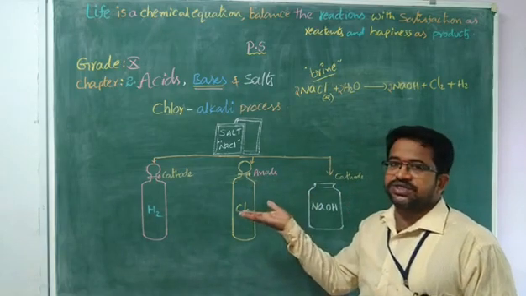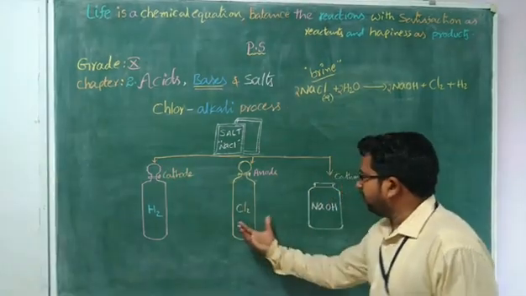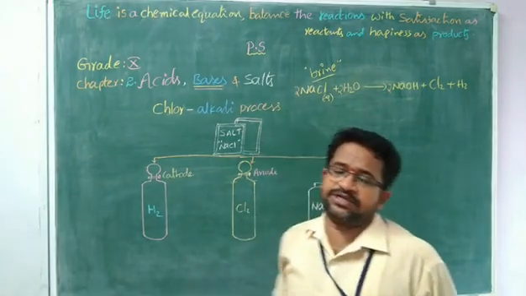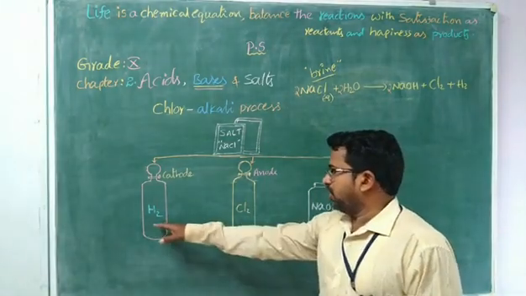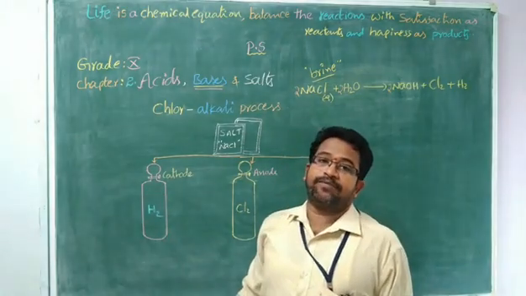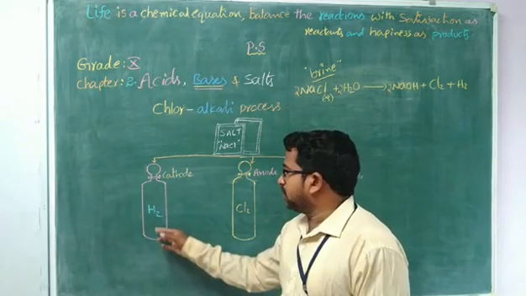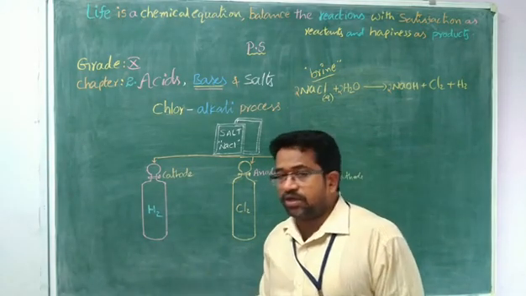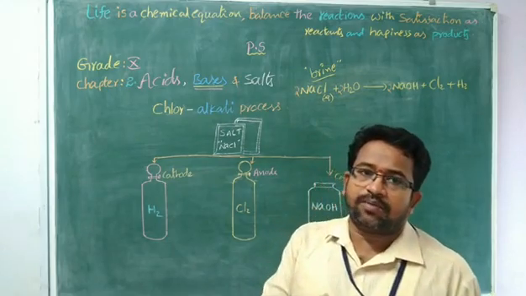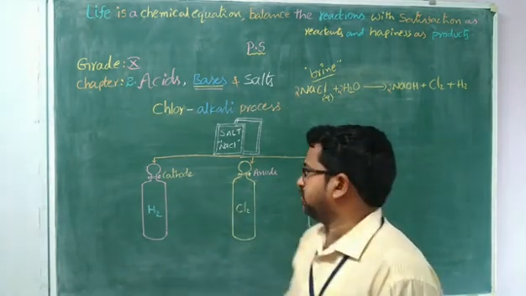In a single process, we are attaining three different substances, and these three are also very important substances. Hydrogen can be used as a fuel and in the production of ammonia. Why ammonia? For fertilizers. So hydrogen can be used as a fuel, and of course for the preparation of ammonia, which is used in fertilizers.